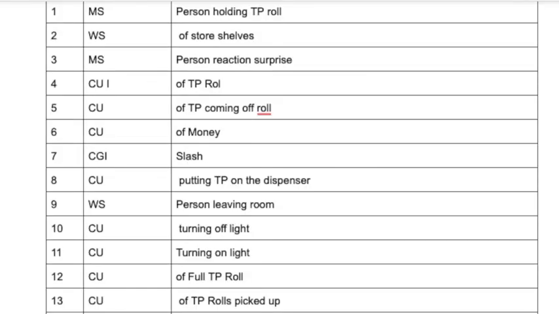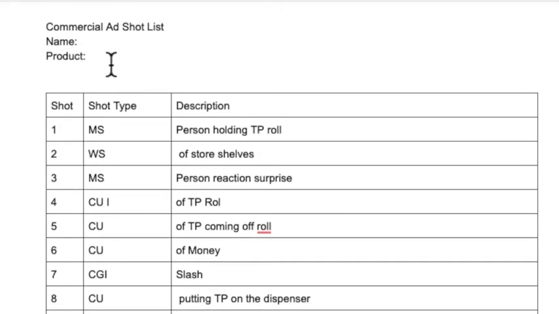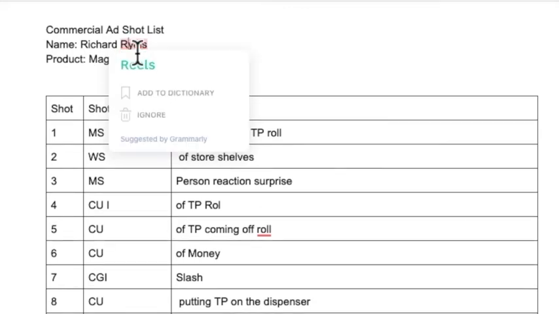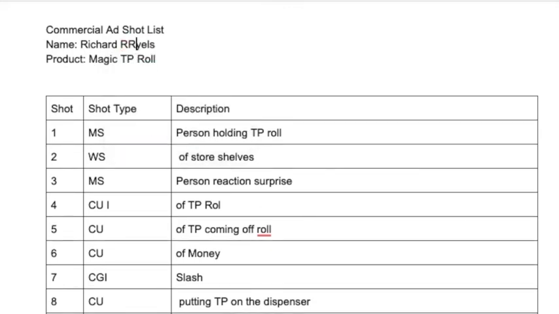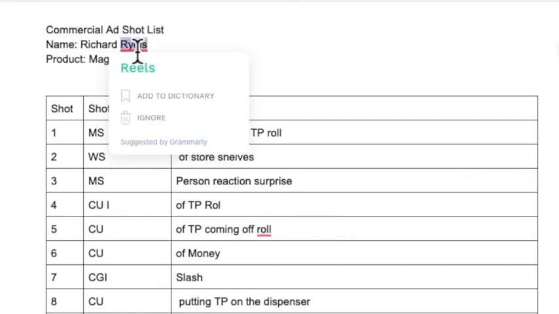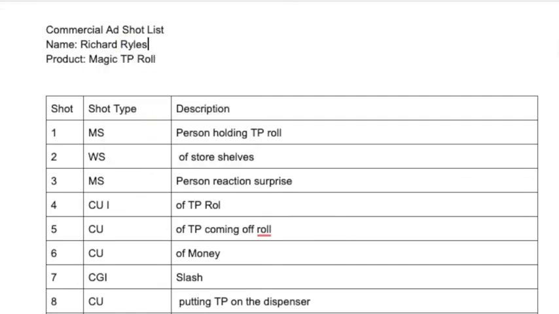All right, so this would be my shot list. I'm going to go ahead up here and put my name. And my product is going to be Magic TP Roll. All right, okay. So there we go, and that's it for this.